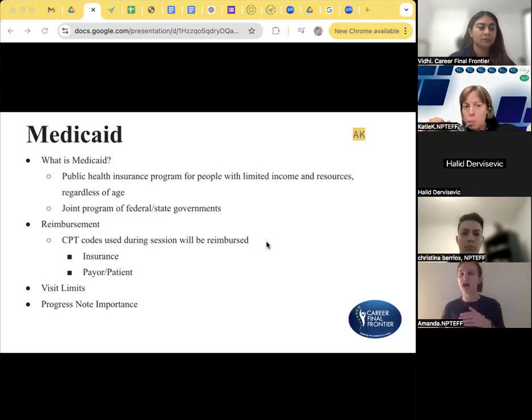Again, each state is going to have different requirements for visit limitations. So for Mass Health specifically, they give patients 20 visits for PT, OT, speech, and that's what they've got for the year. And then we can obviously put in for more, and we could say, we would think this patient would benefit from more visits because of X, Y, and Z. And then again, just like we spoke about with Medicare, for Medicaid, making sure that those progress notes are very important and you're proving that skilled care is required.